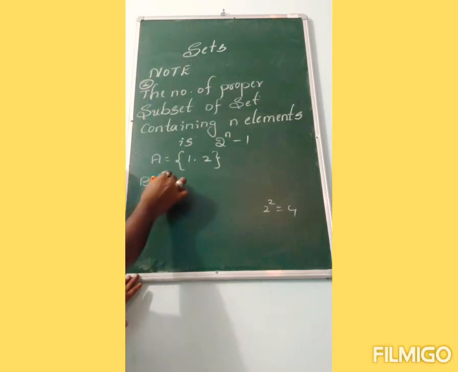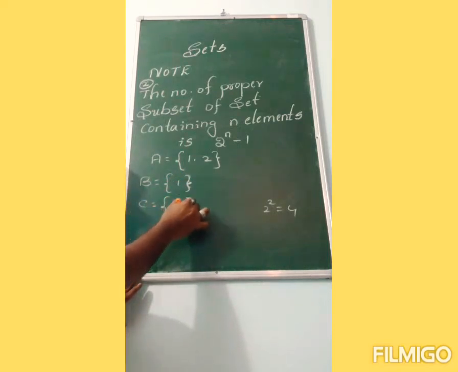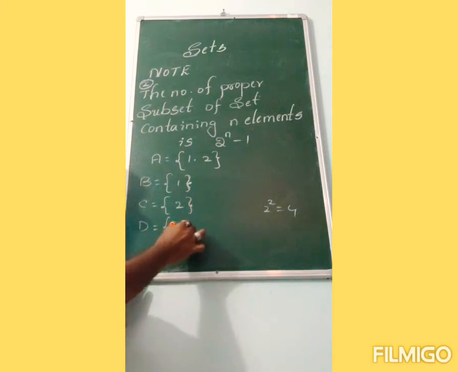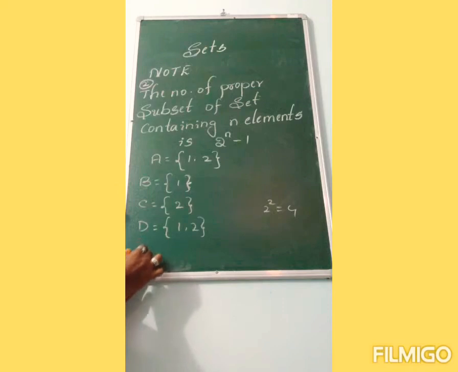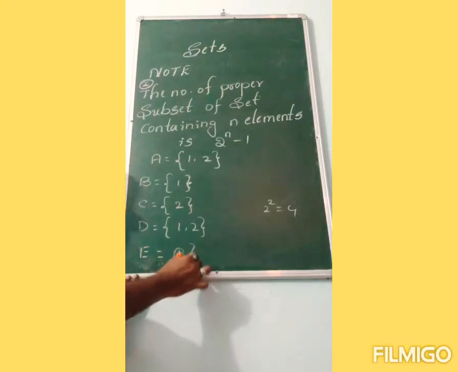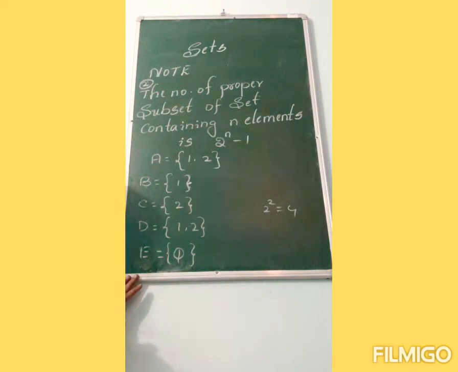B equals {1}, C is {2}, D is {1, 2}, and E is the null set. Right? So in total 4 subsets we can make. B is a subset of A, C is a subset of A, D is a subset of A, E is a subset of A. Here superset is also there, proper subset also there. If you want to know what is superset, just go back to the previous part and check.